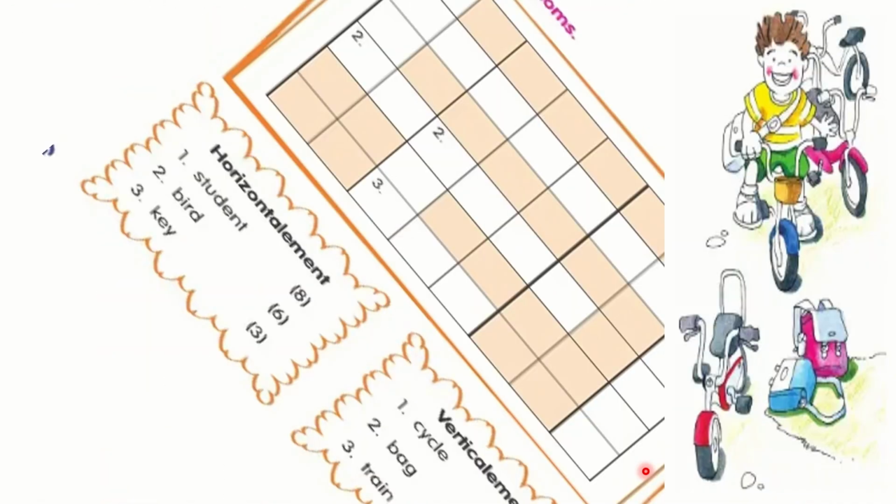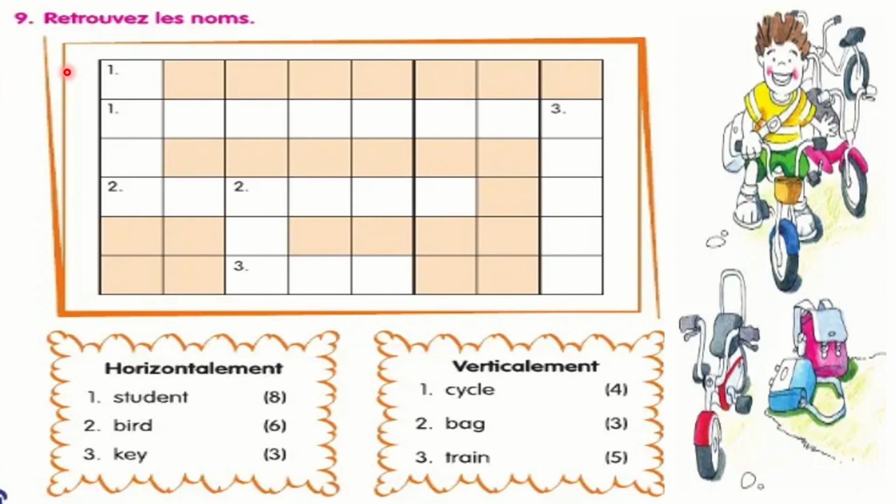Now here we are at question number 9, that is retrouver les noms. That means retrieve the names of the following. So in this is a crossword puzzle and in the horizontal and vertical ways there are a few words that are given to us. We need to translate them into French and write the spelling. Firstly we have a student, which is an 8-letter word that is called étudiant. Next we can see a cycle. Well, E is already there. So we'll write it as vélo.